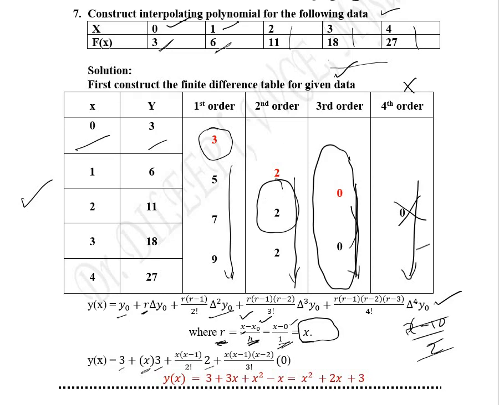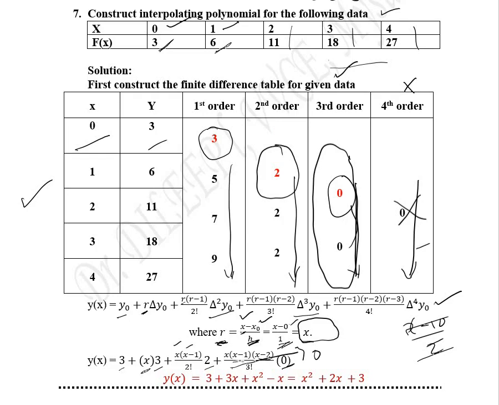And observe, r is x, then x into x minus 1 by 2 factorial, and here x into x minus 1 into x minus 2 by 3 factorial into delta cube. Delta cube is 0, so I will substitute here. And fourth order is also 0. So this term vanishes because I am multiplying by 0.